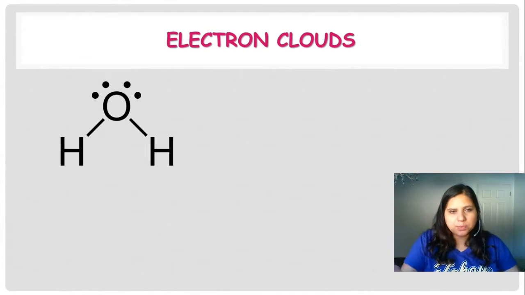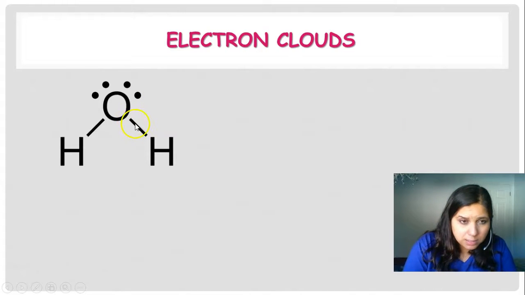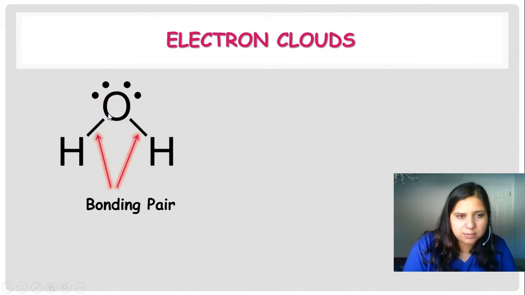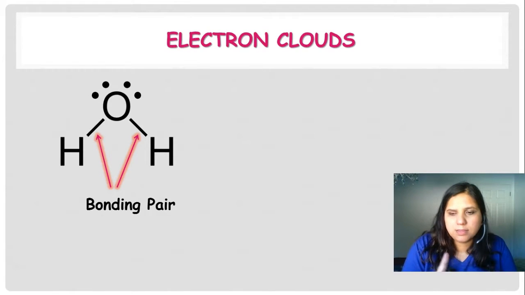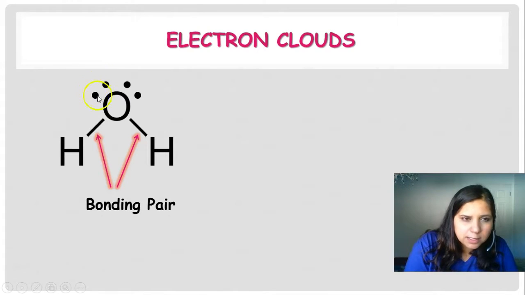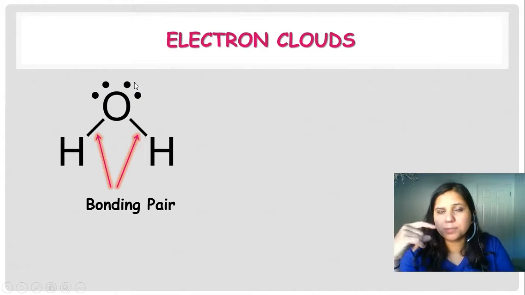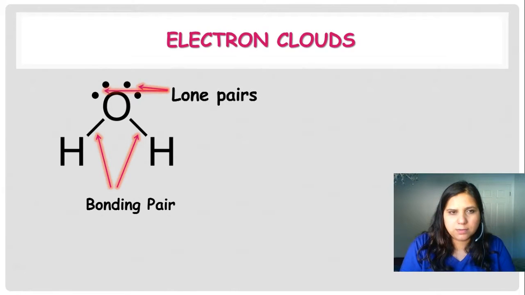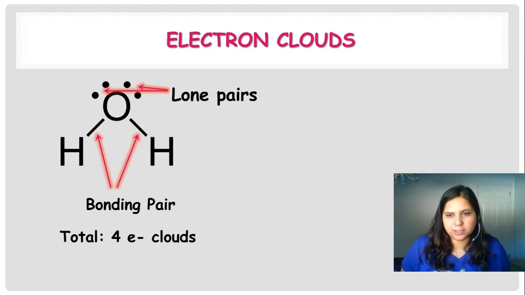Okay, so let's do that with this one. We're just going to count the bonding pairs and the lone pairs. A bonding pair would be these lines between the central atom and the outside atom. So in total, it has 2 bonding pairs. And then it has these electrons on top, which we call lone pairs because they're not bonded between atoms. They're alone. And so this molecule of water has 2 bonding pairs and 2 lone pairs. Altogether, we say it has a total of 4 electron clouds. So I'll write that, 4 electron clouds.